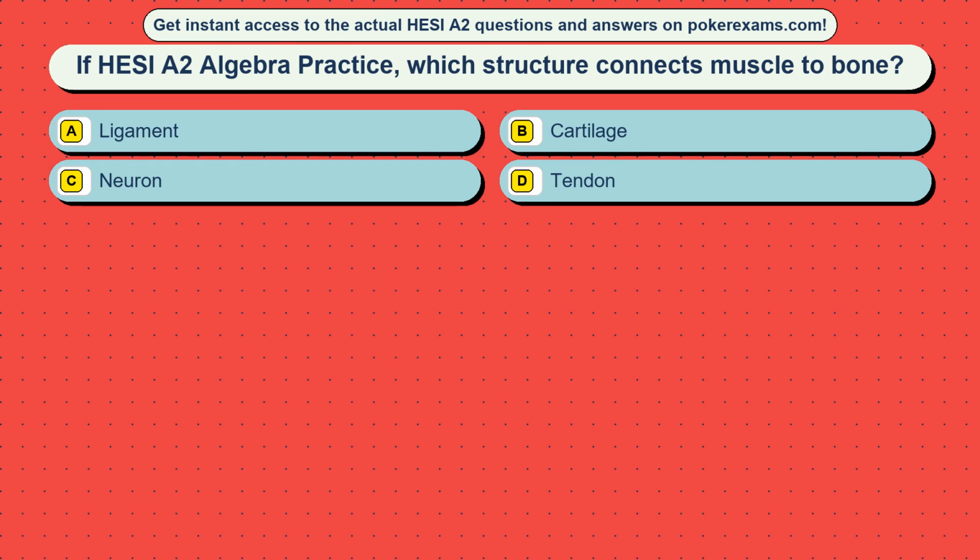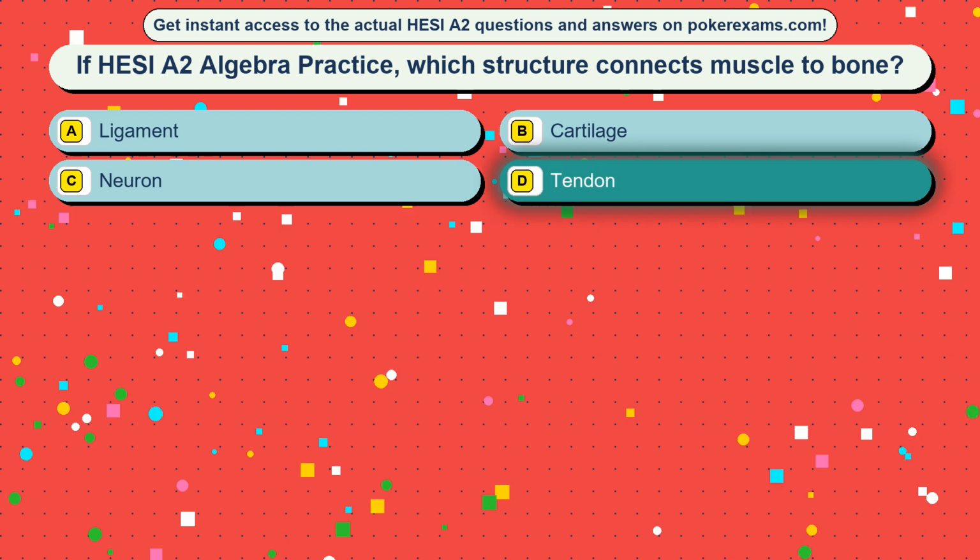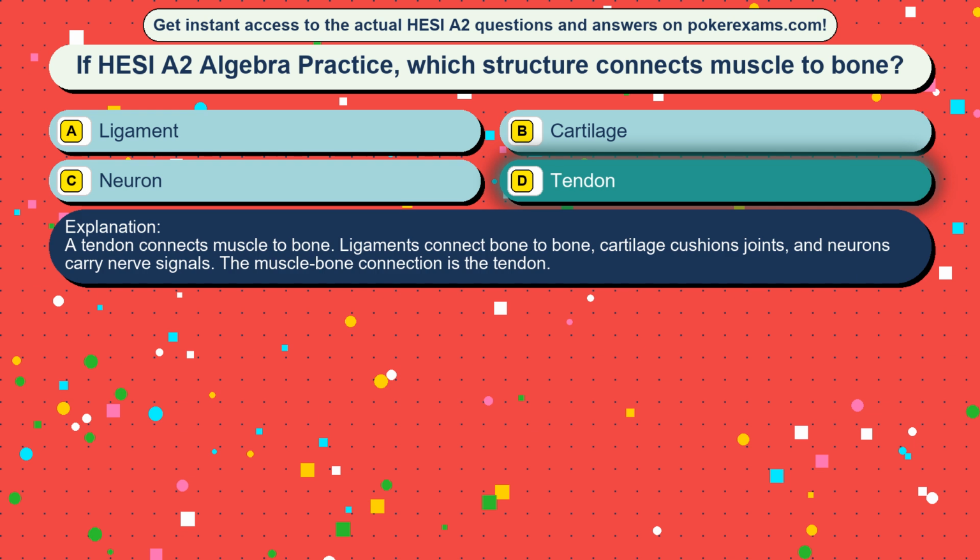Question 10. If HESI A2 algebra practice, which structure connects muscle to bone? Option A. Ligament. Option B. Cartilage. Option C. Neuron. Option D. Tendon. The correct answer is option D. Tendon. A tendon connects muscle to bone. Ligaments connect bone to bone. Cartilage cushions joints, and neurons carry nerve signals. The muscle-bone connection is the tendon.